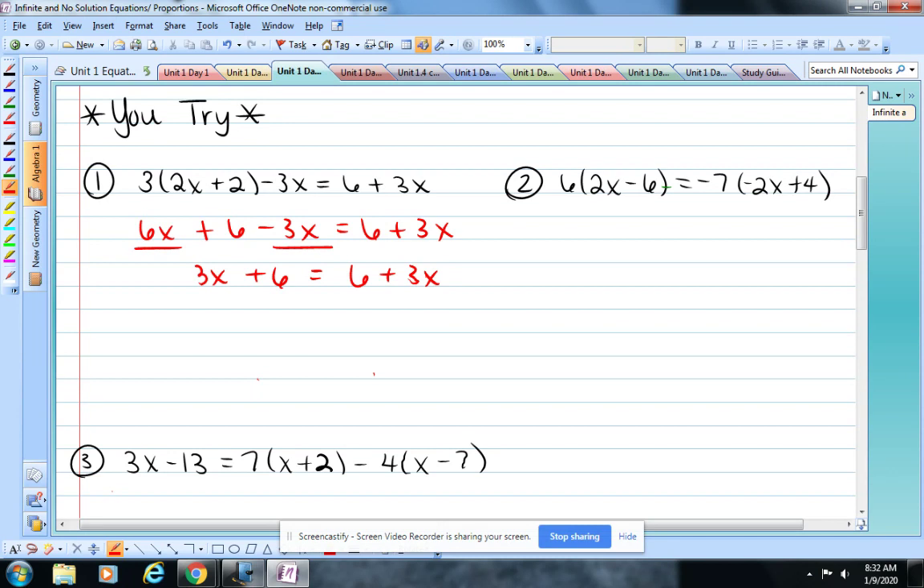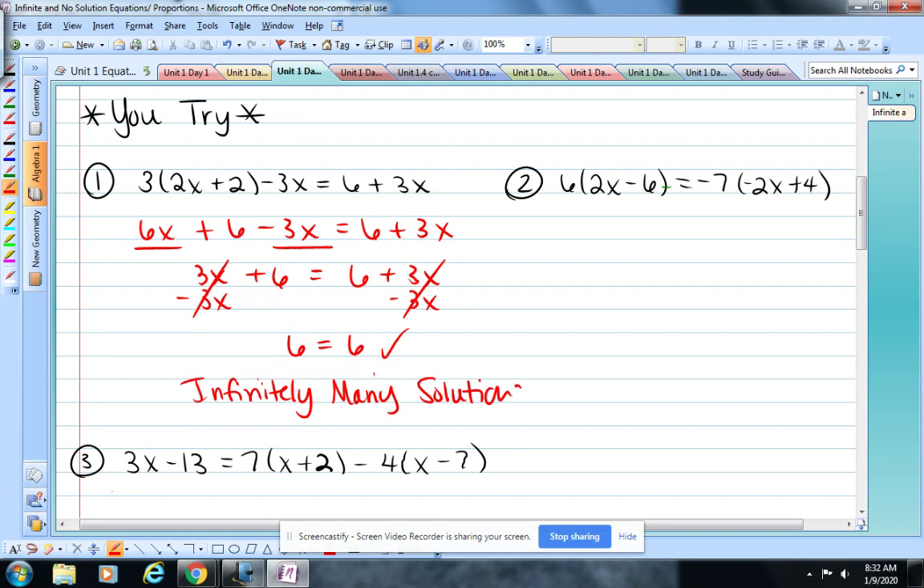So how do we want to get our x's together? Subtract 3x, and what happens? All my variables cancel, and what am I left with? 6 equals 6. Well, does 6 equal 6? Yes, so we can either say infinitely many solutions, whatever words you choose, or what? All real numbers. You don't have to tell me both. You can tell me either one. So raise your hand if you got infinitely many solutions or all real numbers. If you got no solution, that is wrong because this is true. Okay? Good job.